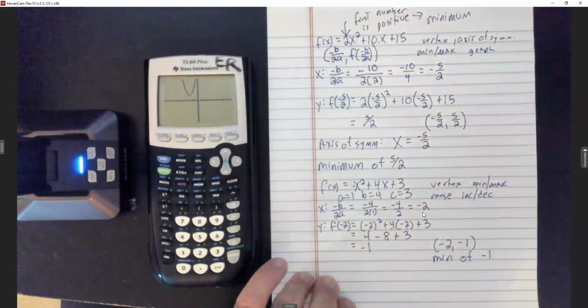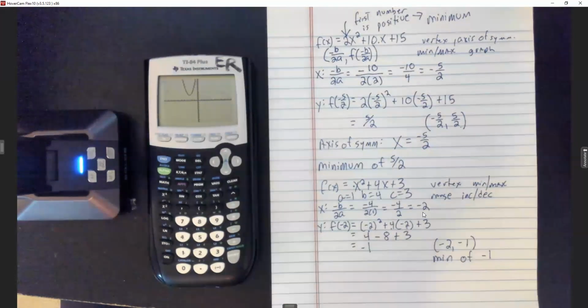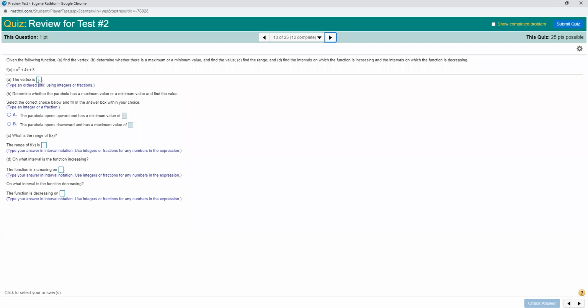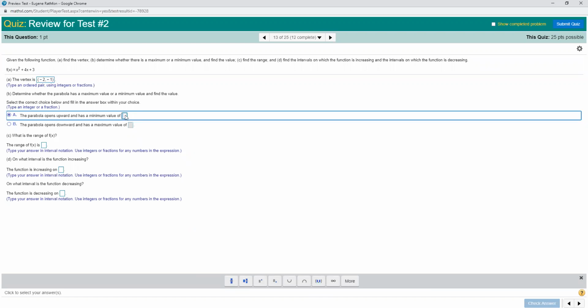All right, and then we'll go back to the graph and do the increasing and decreasing, okay? All righty, so go to their screen. All right, so let's do the vertex first. That's going to be an ordered pair, so I'm going to click the ordered pair, and we got a negative 2 and a negative 1. So we said it had a minimum because it opens upward, and it had a minimum value of negative 1.